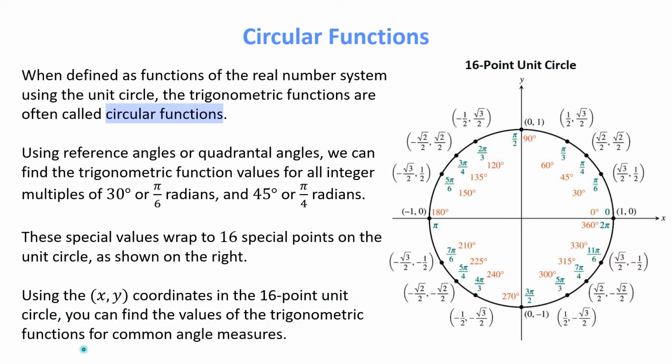So using the xy coordinates in the 16-point unit circle, we can then find the values of the trigonometric functions for common angle measures. Common angle measures are the angles here, in red in radians, or in blue in degrees. We'll move on to a few examples to illustrate this further.